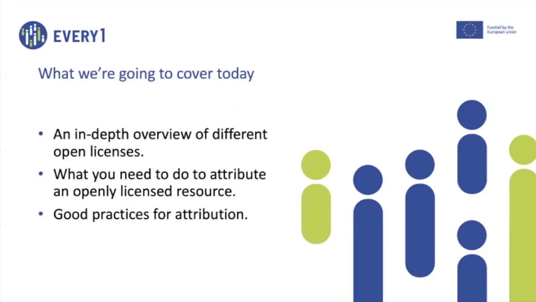What we're going to cover today is an in-depth look at different open license types. If you viewed the first video, you'll know that Every1 Learning Materials are licensed on a CC BY Share Alike 4.0 license. This is one of 6 Creative Commons licenses. So we're going to talk a little bit more about the remaining 5 open licenses in this video. We'll also talk about what you need to do to attribute an openly licensed resource and some good practices for attribution.